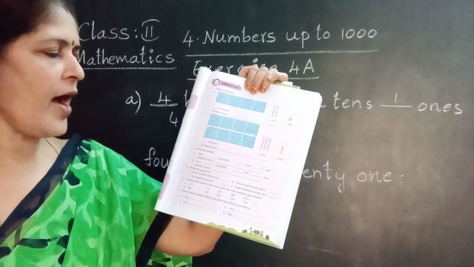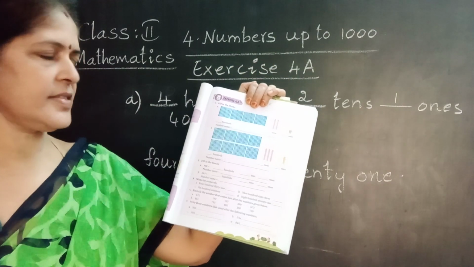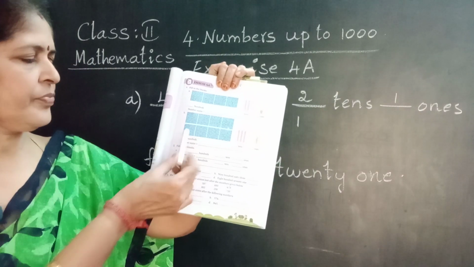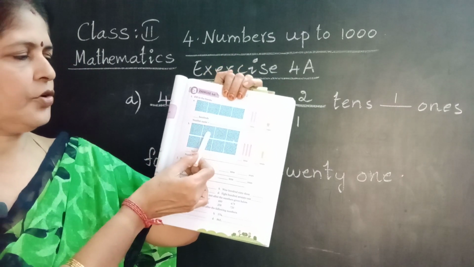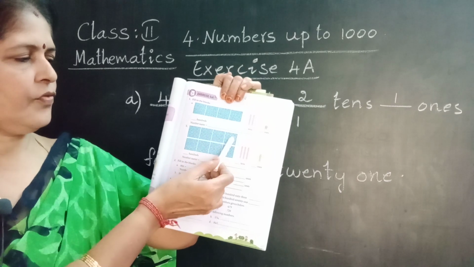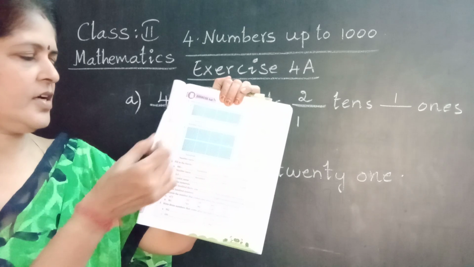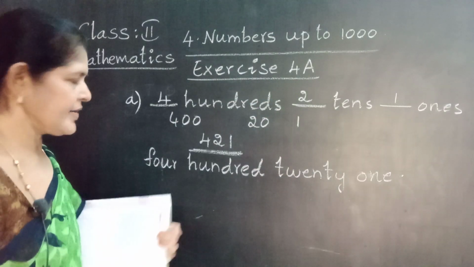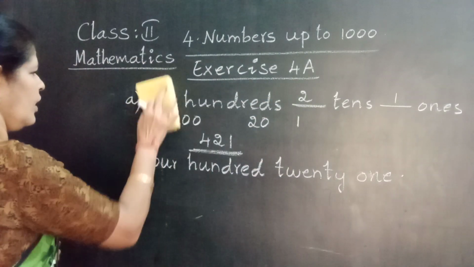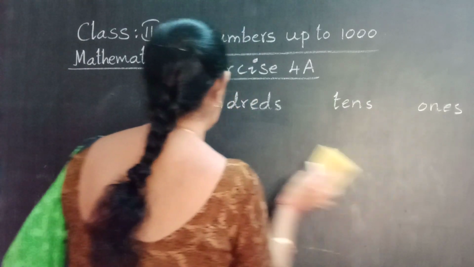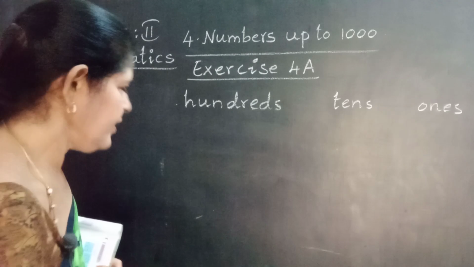Count hundreds blocks and write hundreds. Come on, count hundreds blocks. Ready? 1, 2, 3, 4, 5, 6, 7, 8. Write in the hundreds place 8. How many hundreds are there? 8. Go to B question.